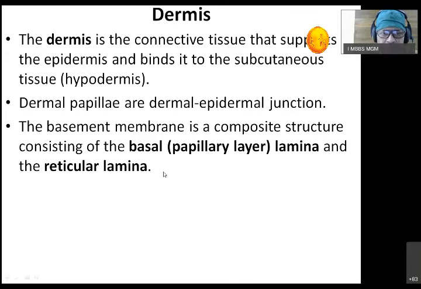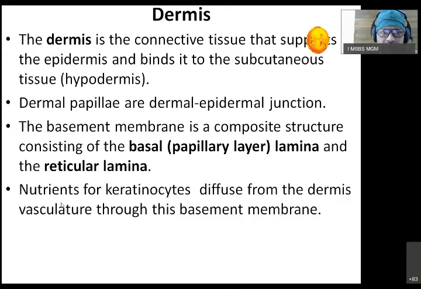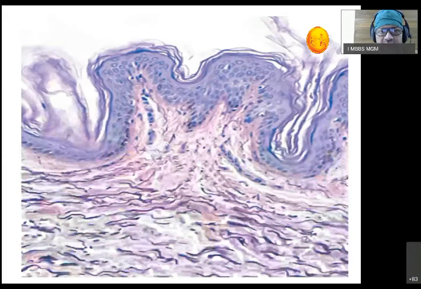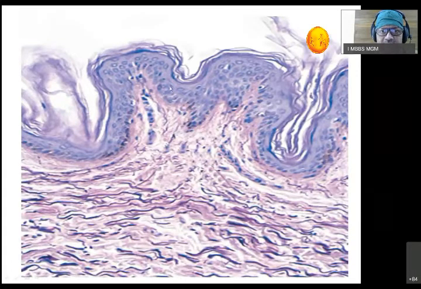Okay, so what is the basic function of this? They provide basically nutrition and basic support, and it gives adhesion to the epidermis. Okay, so as we'll go ahead, now see this slide. If you see this slide, we can see this is the epidermis, this is the dermal papillae, which is just projecting inside, and this is the deeper dermis below.